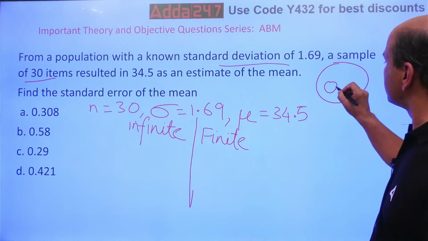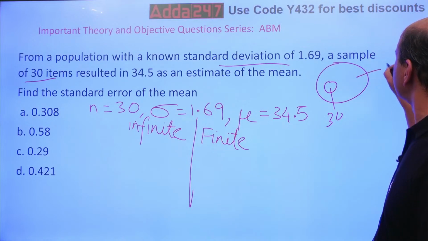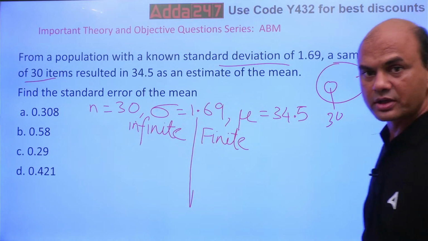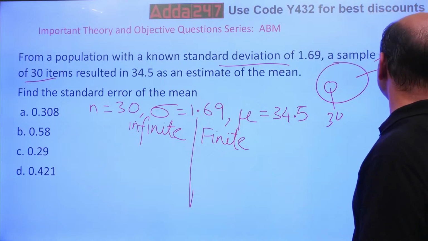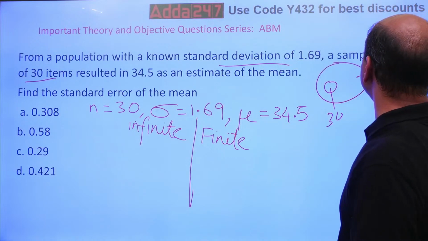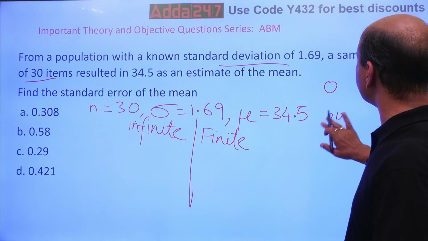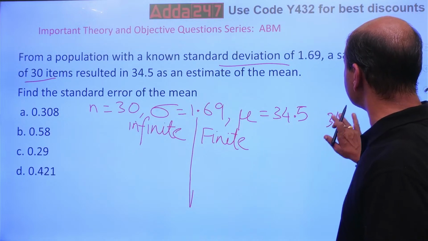Do you know this? You know 30. Do you know this? You don't know because it's not given. The number is not given. When number is not given, what does it mean? It means that this is the infinite population. Okay? It means this is the infinite population. Got it?